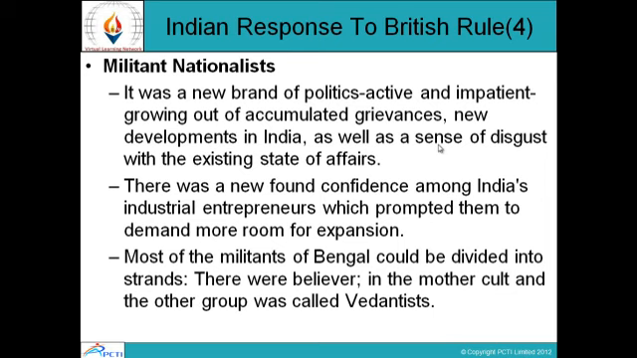Most of the militants of Bengal could be divided into strands. They were believers in a mother cult, and the other group was called Vedantists. So these were the three categories of the militants of Bengal.